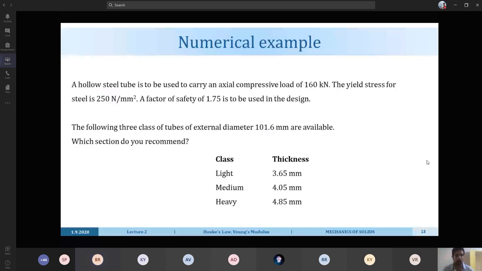So the working stress should be 142.85, but here the load is given as 160 kilonewtons. So we have to adjust the area. What will be the area now? Sir, it's coming around 15 millimeters thickness, sir. Yeah, that's okay.